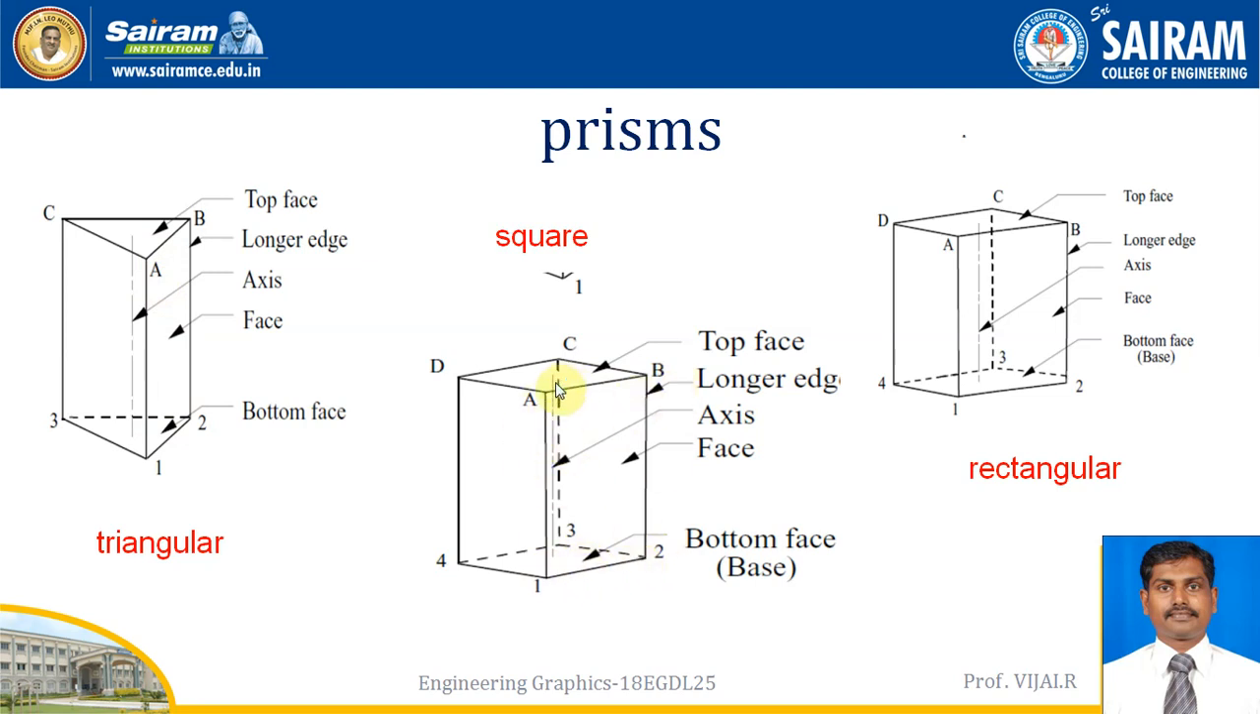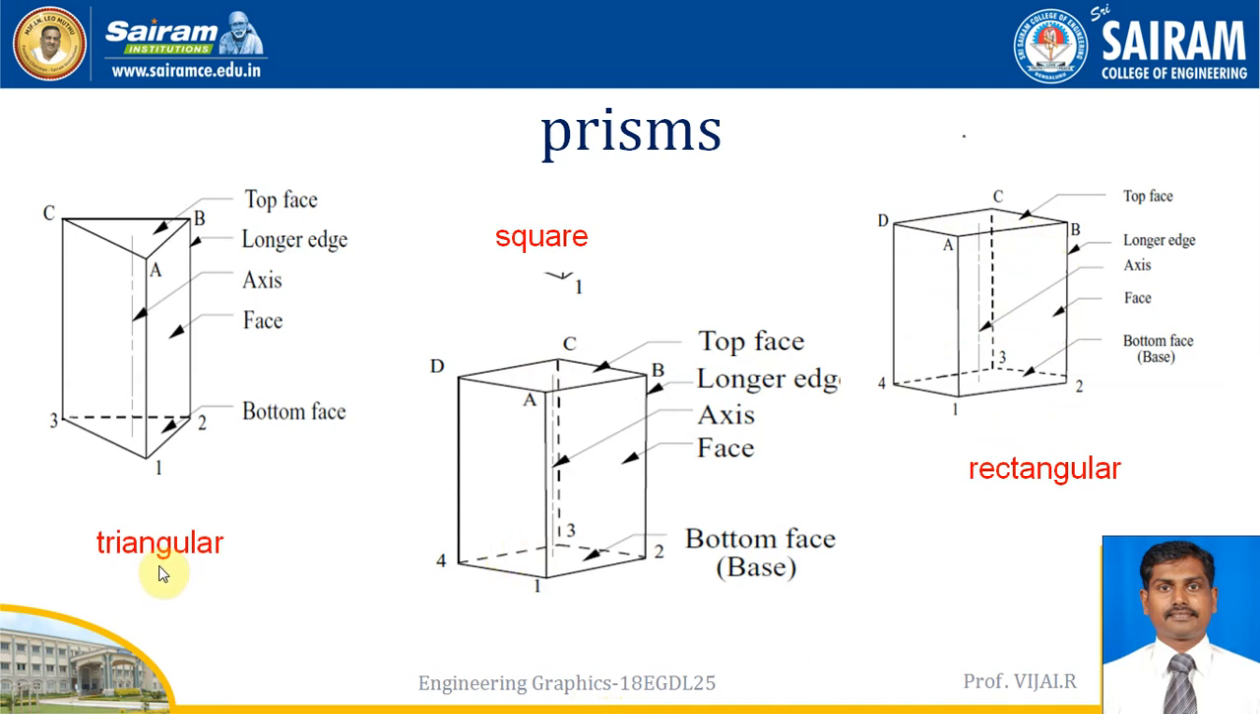Here there is also a top face and a bottom face, so all of these are faces only, and the faces joining, that is the intersection of faces, will give you the edge, whether it's a longer edge or a shorter edge. These are all edges, the shorter edge, and we can call this the longer edge, and the axis. These are very important things we have to know about this.